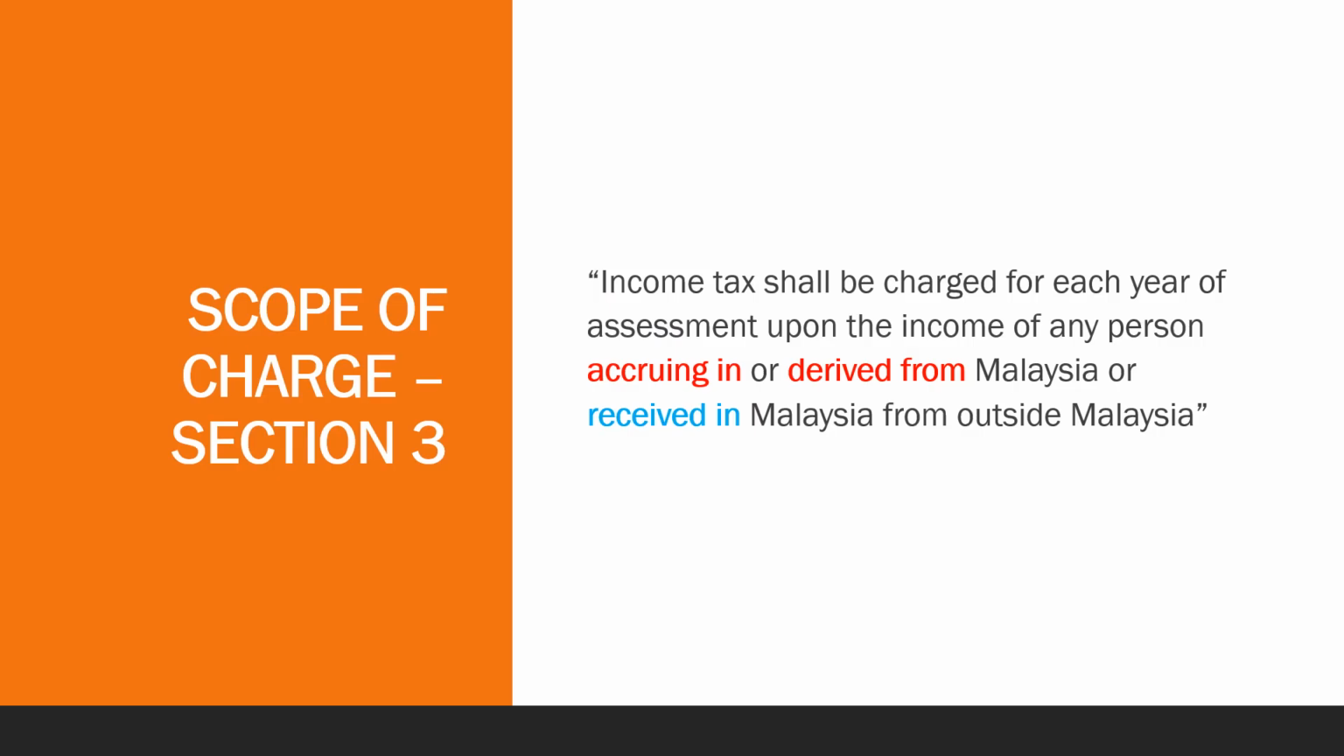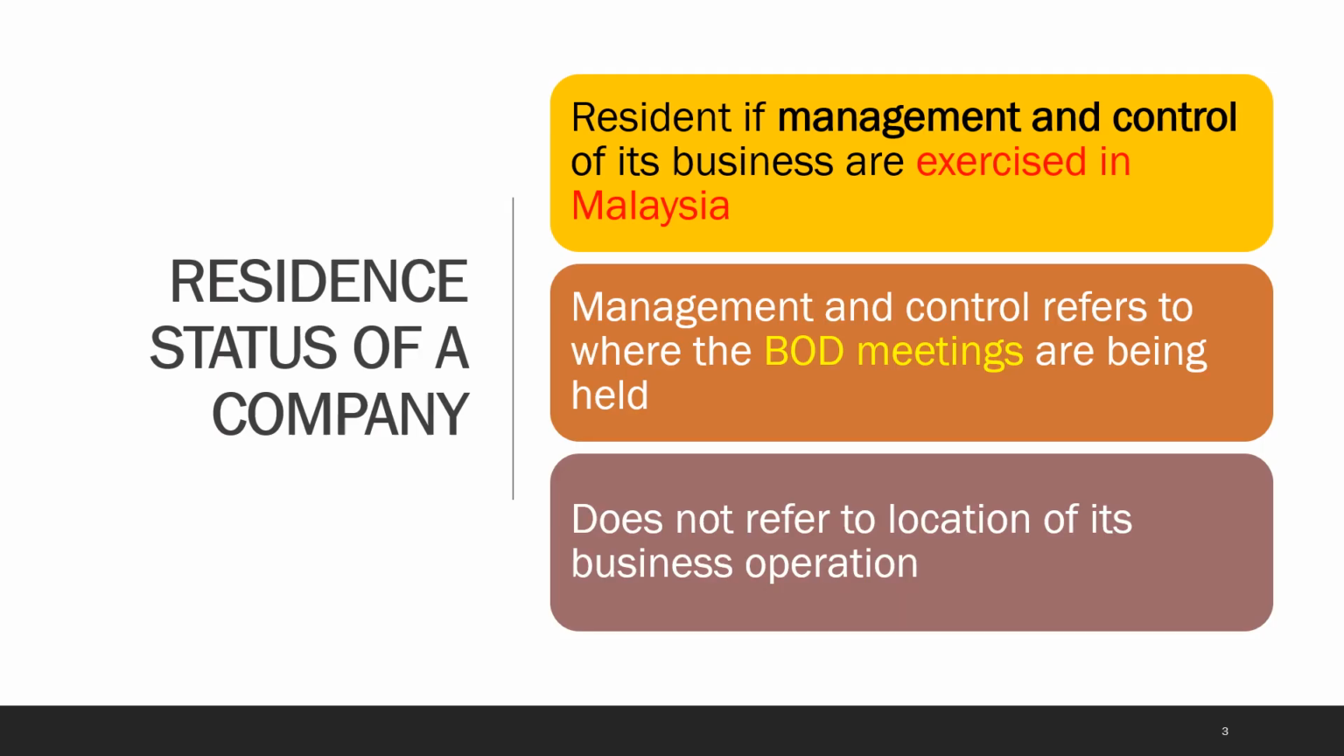Okay, before we start, I introduce you to the scope of charge under Section 3 of the Income Tax Act, which says that income tax shall be charged for each year of assessment upon the income of any person accruing in or derived from Malaysia or received in Malaysia from outside of Malaysia. This means that for a company, if the company accrues any income in Malaysia, derives any income from Malaysia, or receives in Malaysia from outside of Malaysia, the income will be subject to Malaysian taxation.